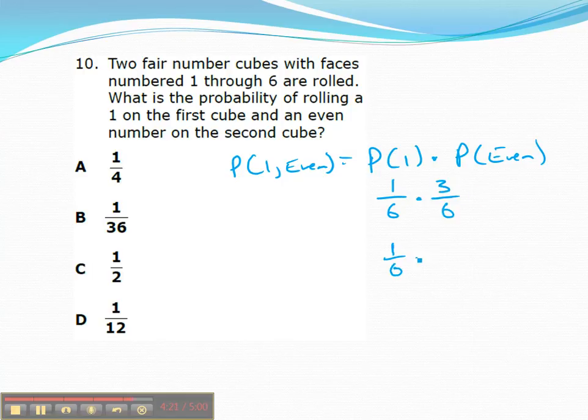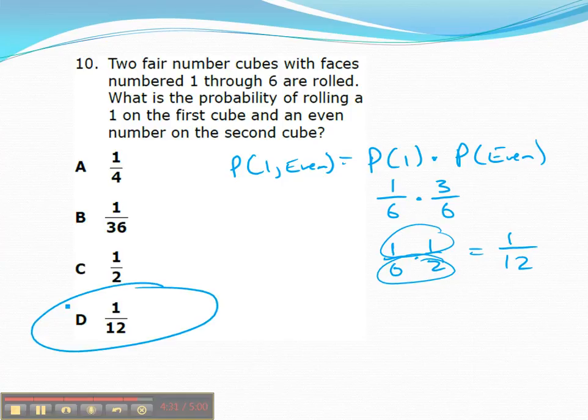So 1/6 times 1/2. Top times top, bottom times bottom. We get 1 over 12, or 1/12. Correct answer is D. Okay, we'll pick up the review with problem 11 on the next video.